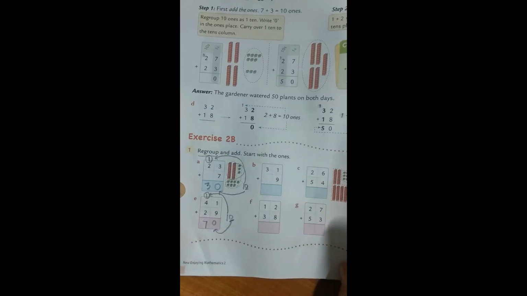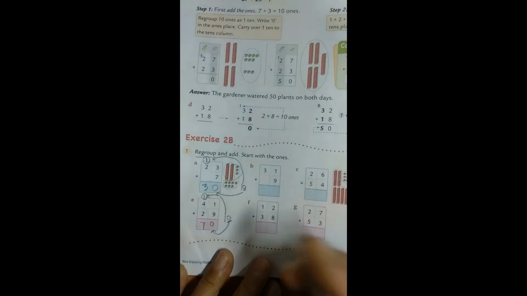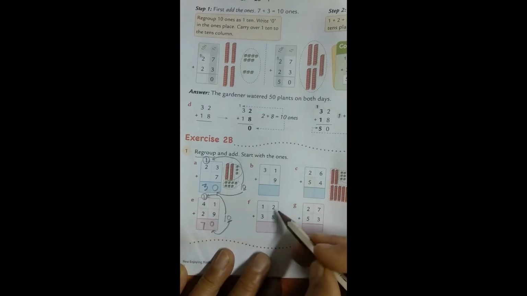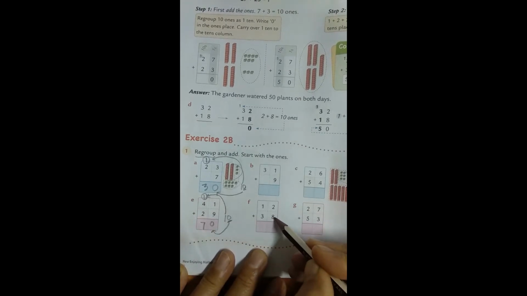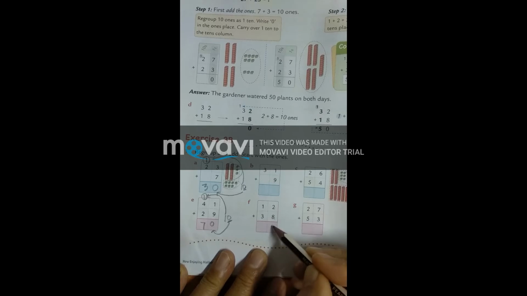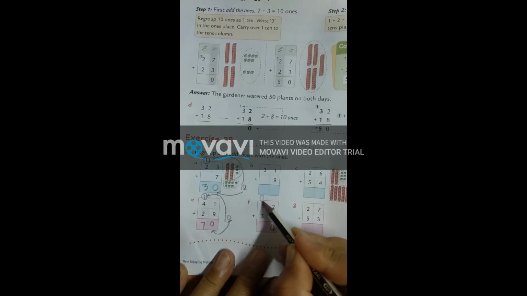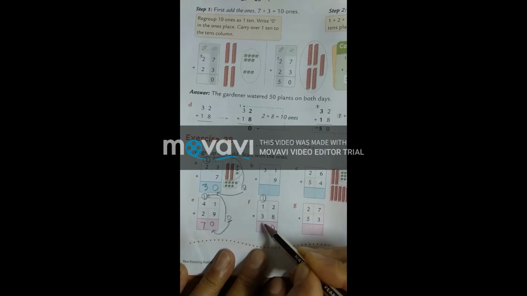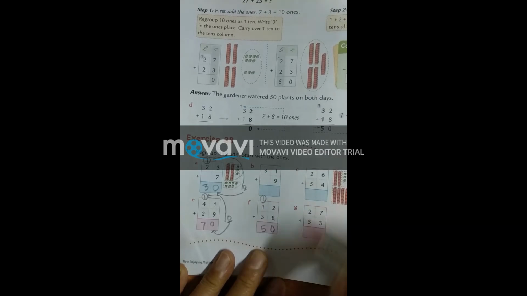So this way you can add with regrouping. Just one more example I am giving. 8 plus 2, add 8 plus 2, 10. For 10, 0 here, and 1 will be on the top, and 1 plus 1 is 2. 2 plus 3 is 5. So this is the way.